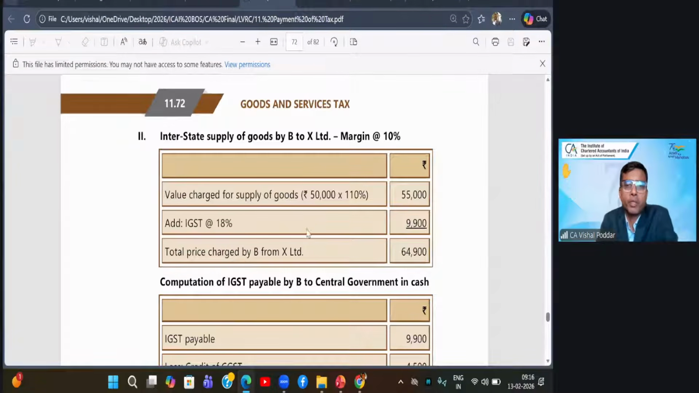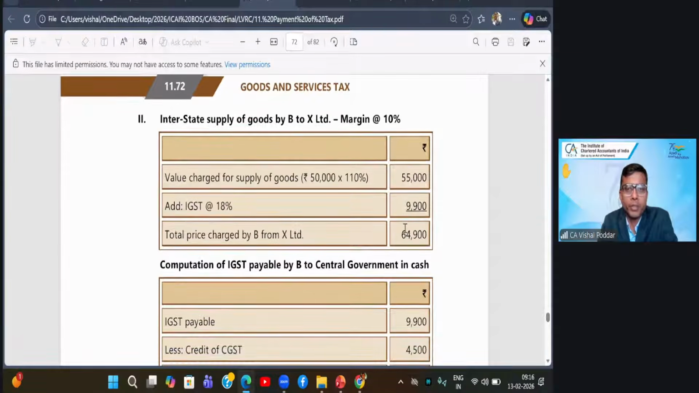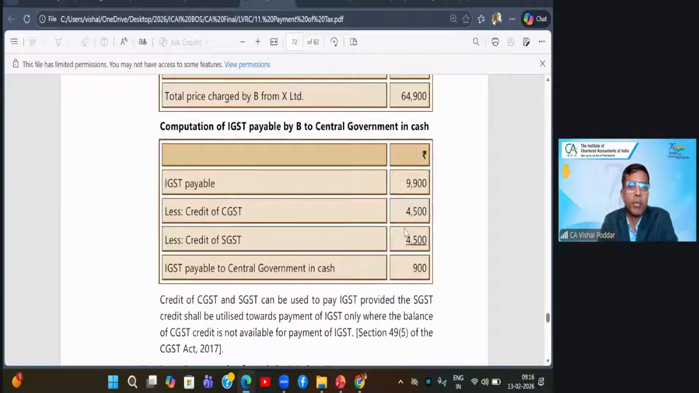Now in the second part, B has added 10% margin. So 10% margin means the purchase of 50,000 will be sold at 55,000. Now B has made an interstate supply. So on interstate supply, B will pay IGST, applicable at the rate of 18%. So it comes to 9,900, minus whatever it purchased from A. The credit of CGST and SGST is available.